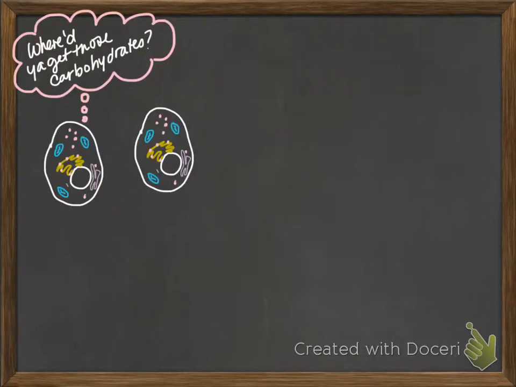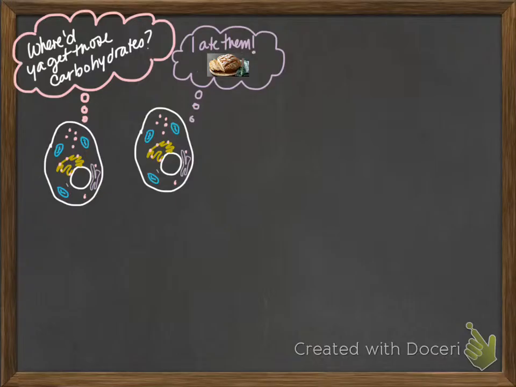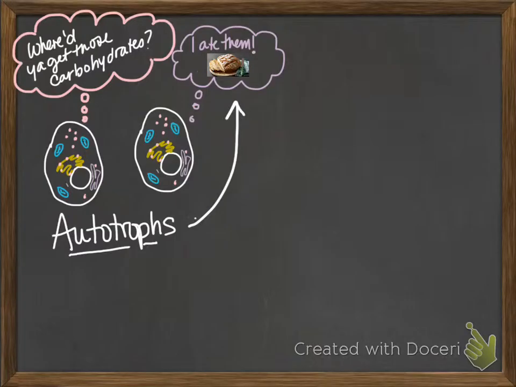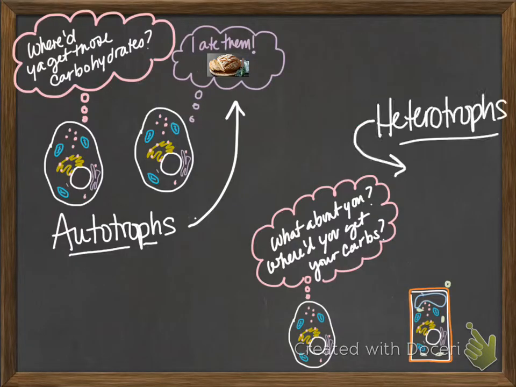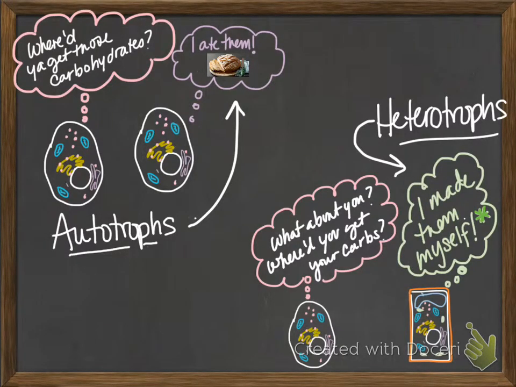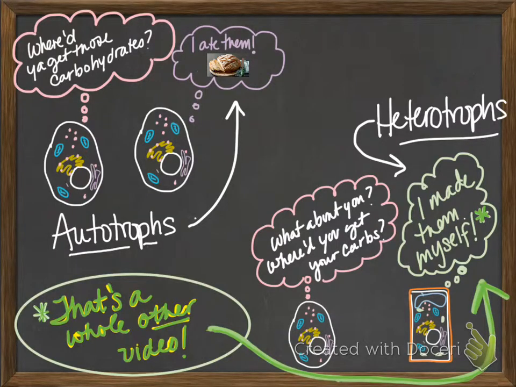So let's talk about those carbohydrates. Said one cell to another, "Where'd you get those carbohydrates?" "I ate them." So who's that speaking? That's a heterotroph. Heterotrophs can't make their own food, so they are forced to get food from other organisms. But what about this lovely little cell here? What about you? Where'd you get your carbs? The autotroph says, "I made them myself." The making them themselves, that's photosynthesis, that's a whole other video. Photosynthesis and chemosynthesis. That'll be the next one.